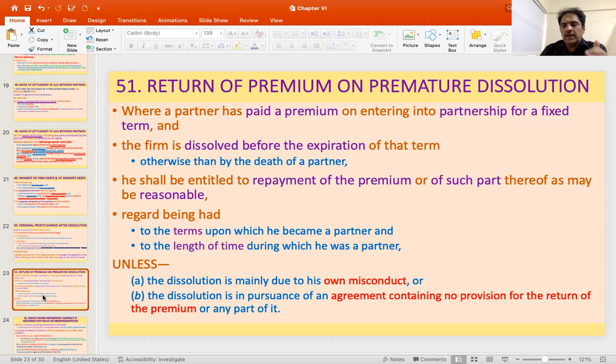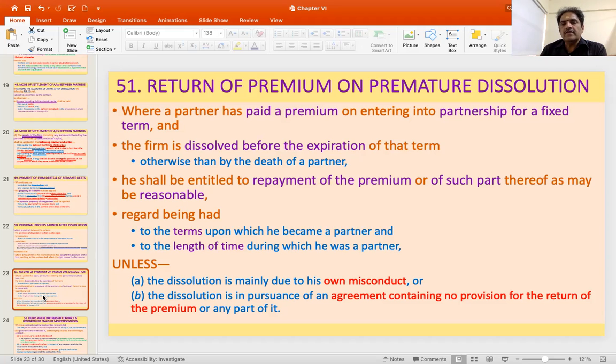What should be considered? Suppose a firm is doing very well, and someone comes in saying that I want to be a part of this firm, and he will contribute for coming in. Suppose everyone has paid 100 rupees, then he will say that I will be paying 110 rupees or 150 rupees. And we will continue doing this business for, say, 1 year. And within 2 months, the partnership is about to be dissolved. Naturally, he has paid a premium thinking that he is going to be there for 1 year. And how the return of that premium is supposed to be done is what is provided for in section 51.